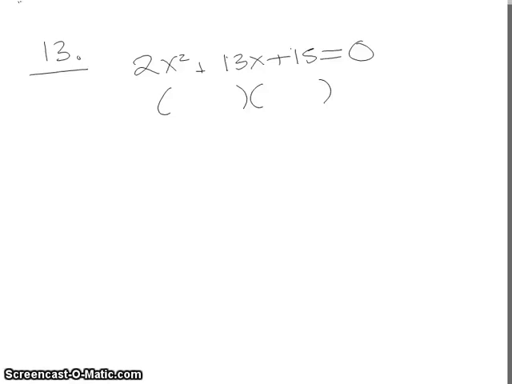Okay, let's have a go at 13 then. We've got 2x squared plus 13x plus 15. We've drawn our brackets equals 0. Let's draw our lines, 2 for the first, 2 for the second. Lines 1, 2, 3, and 4. Doesn't take a moment to do.